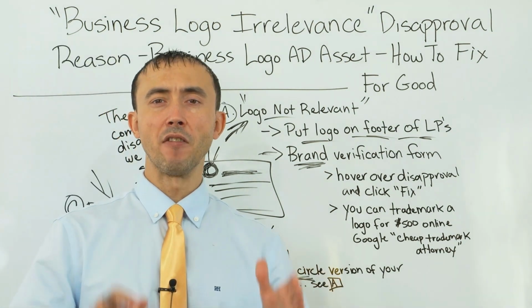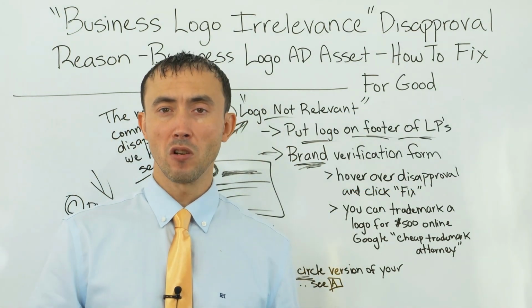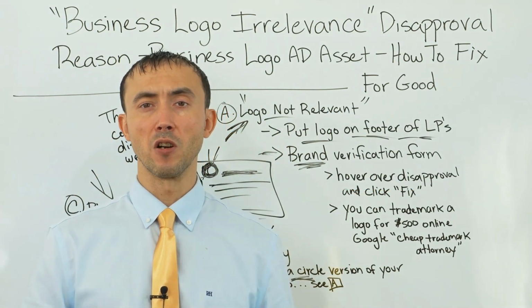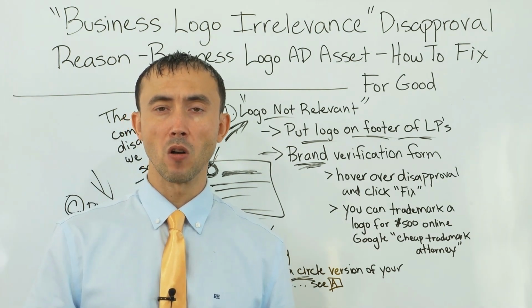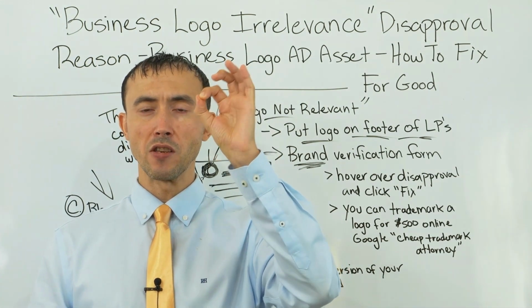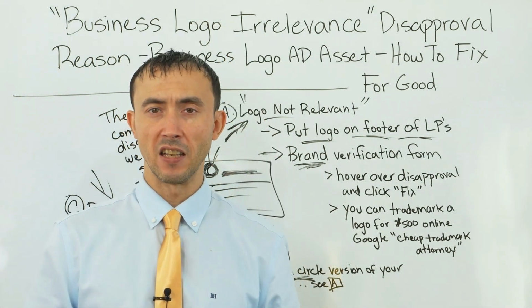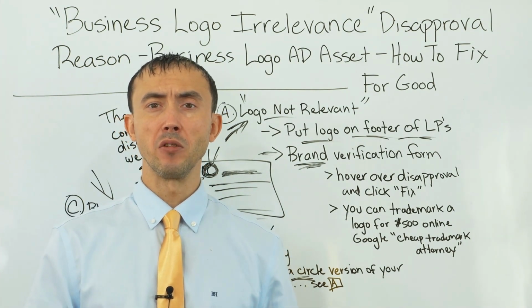Because what most people have is a rectangular version of their logo. They don't have a circle version. So this is your call to do a circle version of the logo. Sometimes you can get by with taking the first letter of your logo, if your logo is a text-based logo, and use that as your circle logo that you upload as your business logo ad asset and get approved. We've done that before. I don't recommend that. I recommend creating a new logo.